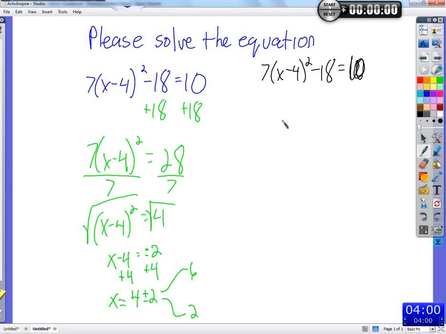Okay. Are there any questions about that? It's really just a refresher of using the square root. We did some of this on the quiz that we took recently. Are we all good on that?